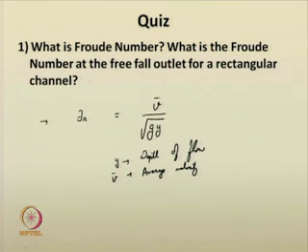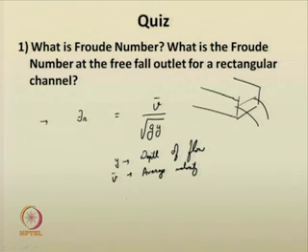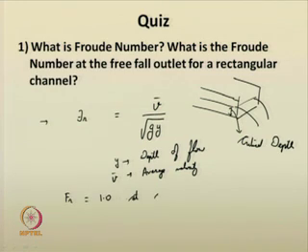Based on these things we have derived Froude number. So, what is the Froude number at the free fall outlet for a rectangular channel? If you have a rectangular channel and the water is having a free outfall, the depth of flow here will be critical depth. So, Froude number will be equal to 1 at critical depth. So, for your question the Froude number will be 1.